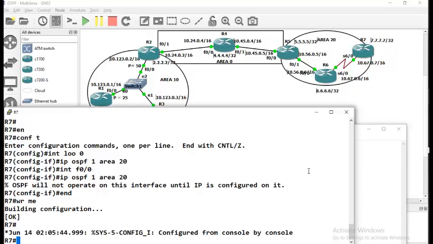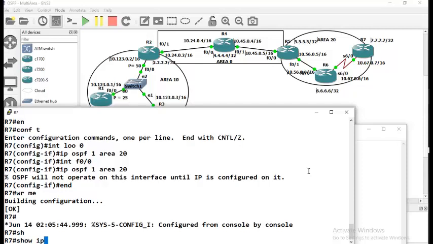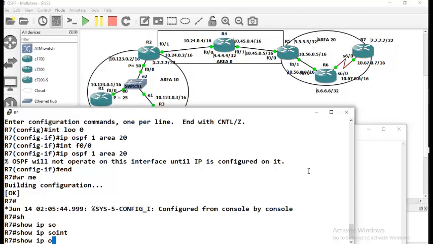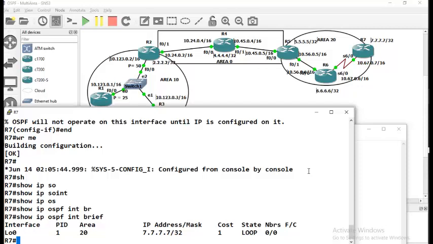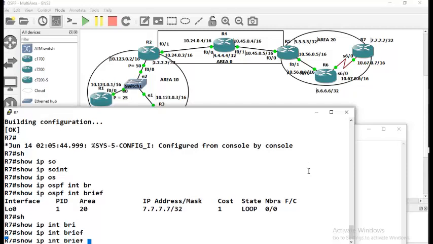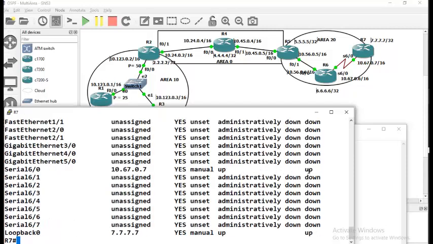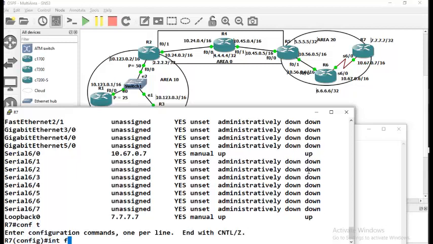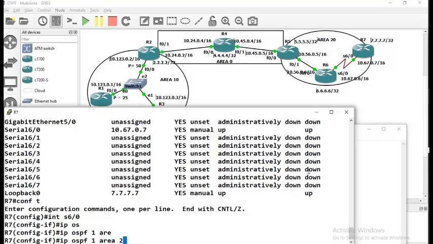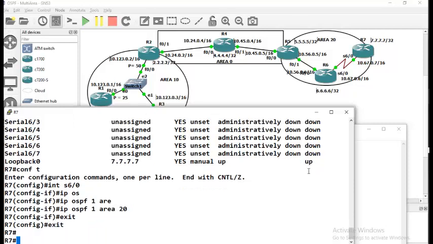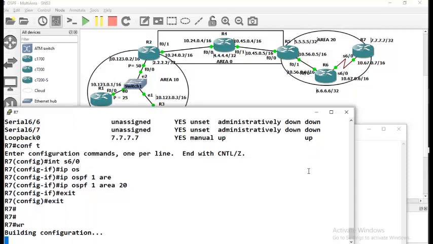Why is the neighbor not coming up? Show ip ospf interface brief. Aha, OSPF is not running on the physical interface. Something is wrong. Show ip interface brief. The interface has an IP address, but OSPF is not running. Interface serial 6/0, ip ospf 1 area 20. I don't know how the configuration went missing.